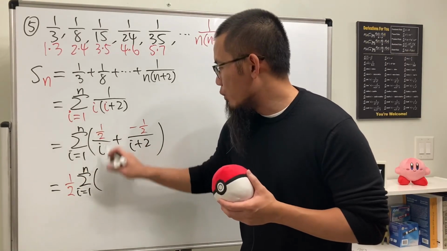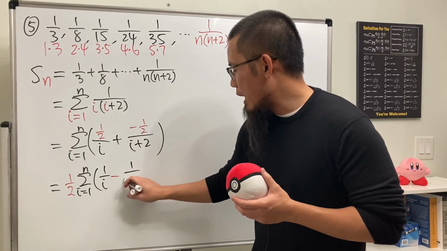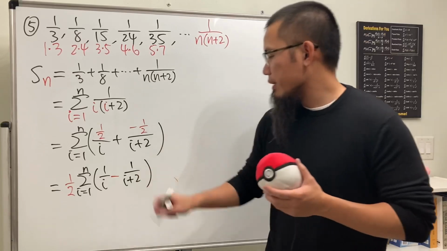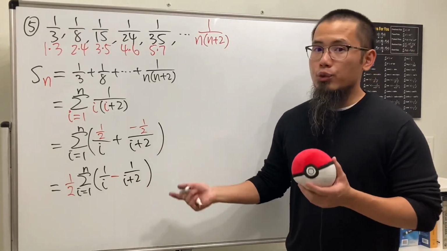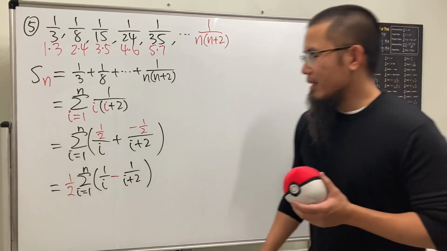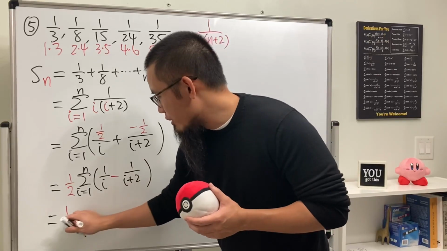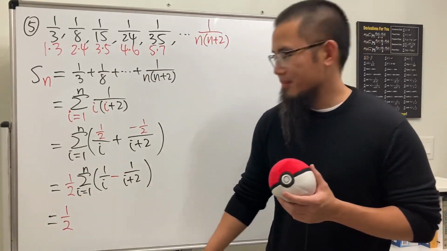And then we just have 1 over i minus 1 over i plus 2. And let's go ahead and do this the quick way. Seriously, the quick way. So this is how you do this the quick way. 1 over 2 all the way in the front, no problem on that.